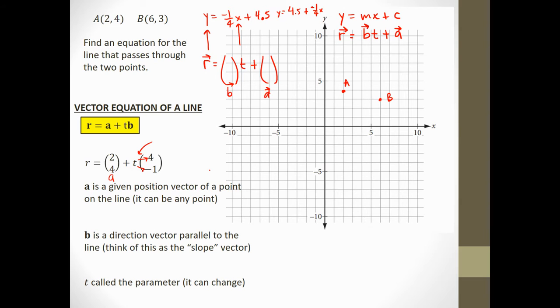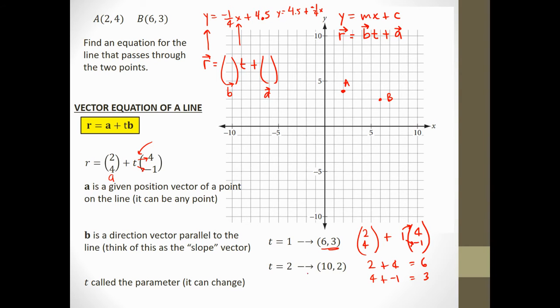Okay, and we can check to make sure this is the actual equation by plugging in values. So, like I said, t could be anything. So if t is 1, we plug into the equation. So we have 2, 4 plus 1 times 4, negative 1. So we're multiplying these two together and then adding. So 2 plus 4 times 1 is 6, and 4 plus 1 times negative 1 is 3. And we know this point is on the line. It's right here, 6, 3.